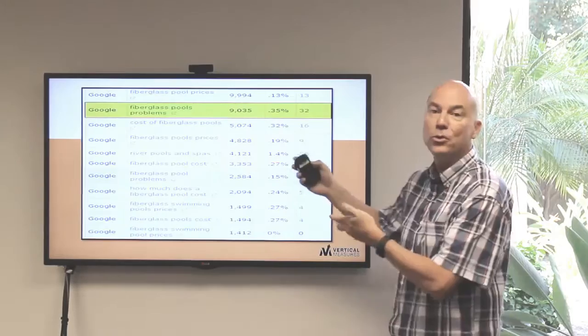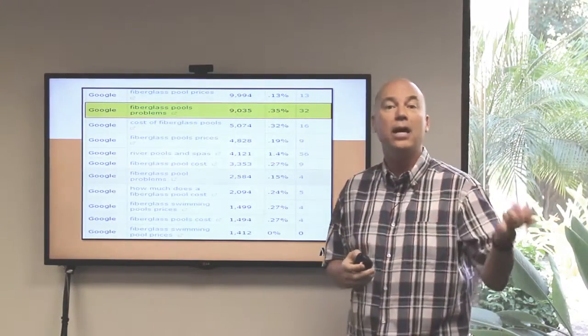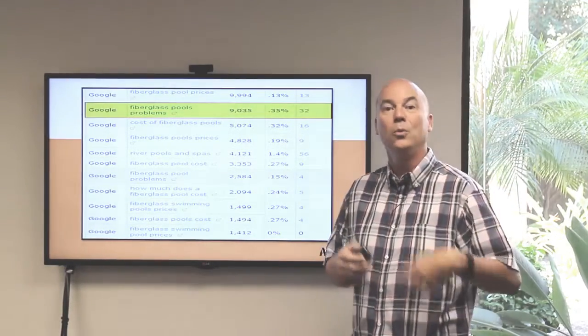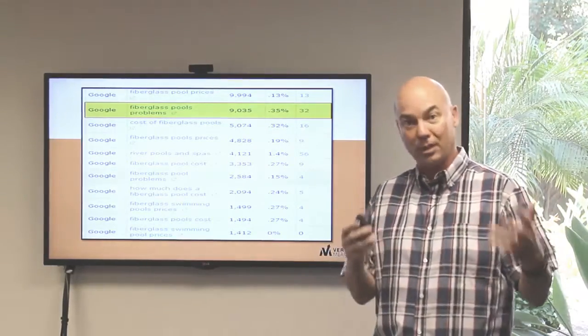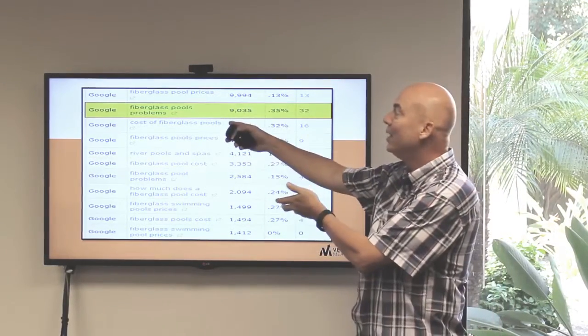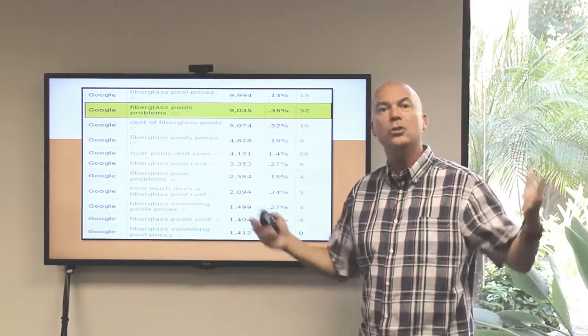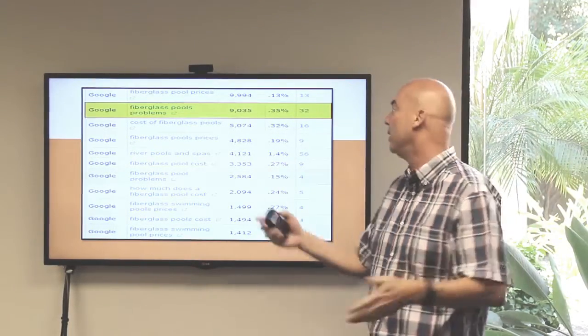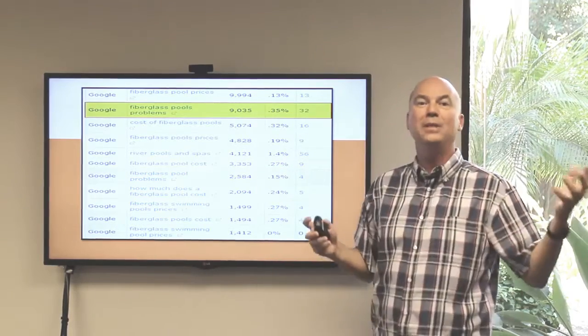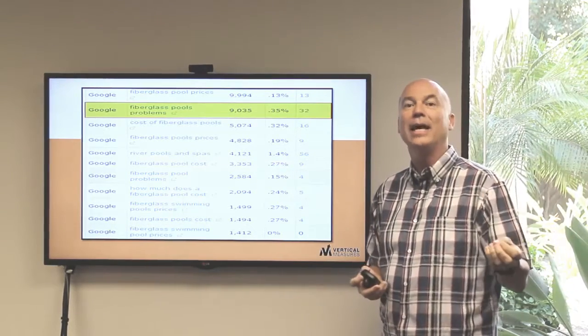And so Marcus knew that his competition that provided concrete pools or above ground pools was going out and telling prospective pool customers that there were issues, problems with fiberglass pools. So he wrote a piece of content talking about that, tackling it head on. And look what happened. 32 leads came in based on that article.